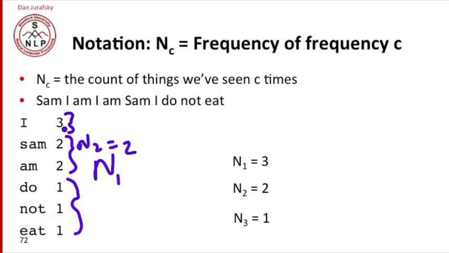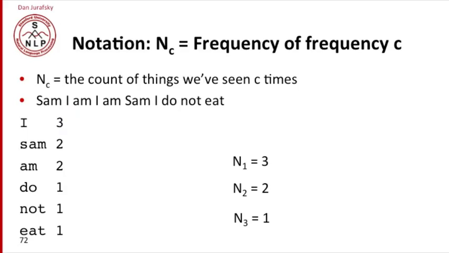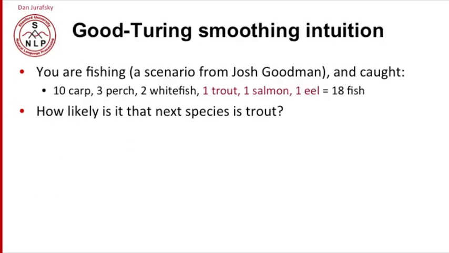All right, so now that we have the intuition about how to think about frequencies of frequencies, let's apply this to get the intuition for Good-Turing smoothing. Imagine you're fishing. This is a scenario invented by Josh Goodman. And you've caught 10 carp, 3 perch, 2 whitefish, 1 trout, 1 salmon, and 1 eel. I don't know what kind of river or stream or ocean this could be, but nonetheless, you've caught 18 fish. And we want to estimate how likely it is that the next species is trout. And it's just like words. We have maybe a word that's occurred 10 times or 3 or 2 or 1. We want to know how likely these are to occur again.